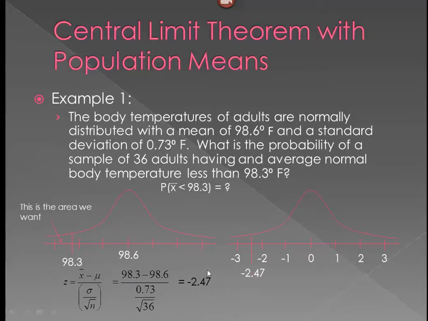So we see that a group of 36 people having an average of 98.3, which is only 3/10 off of the normal body temperature, is very rare indeed, almost 2.5 units away from normal. And when we look that up, or we put that into normal CDF, we see 0.0068 as the probability that a group of 36 people would have an average body temperature less than 98.3. Very rare.